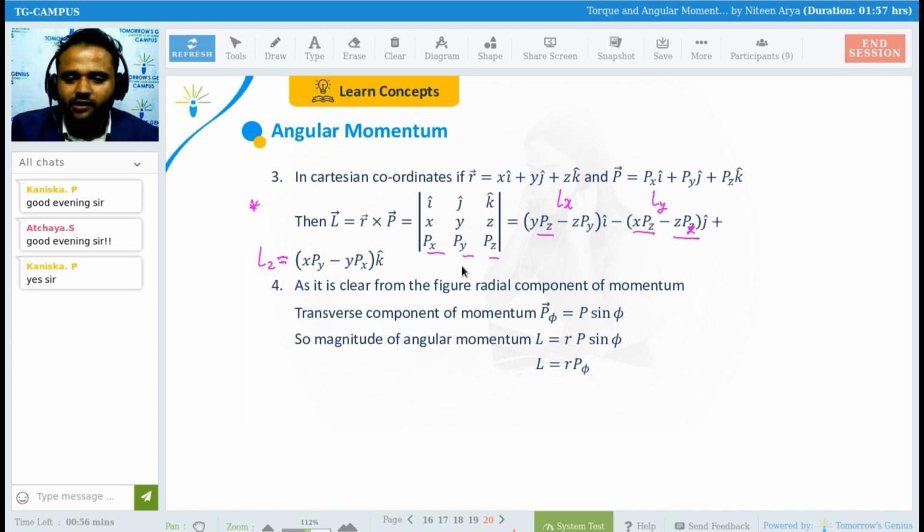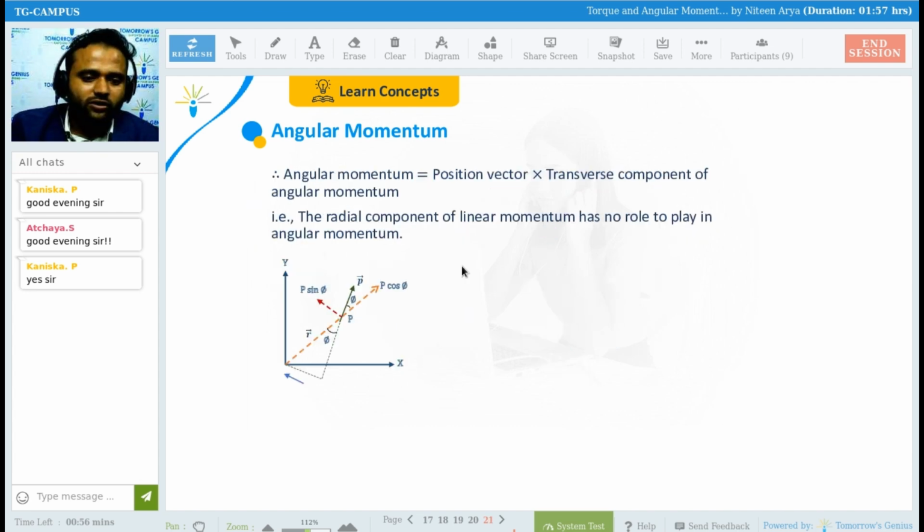It is clear from the figure: the radial component of momentum, and the transverse component of momentum, p phi, equals p sine phi. So the magnitude of angular momentum L is r p sine phi, r times p phi. That is again the same thing we already did for torque. That is your diagram, the same diagram: r is here, p is in this direction, and p sine phi. So either you can find the transverse component of momentum and multiply it by the position vector r directly, or you can multiply p directly by r sine phi.